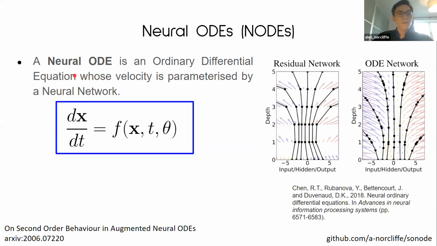So a neural ODE is an ordinary differential equation whose velocity is parameterized by a neural network. So that's this equation here. dx/dt is some function of x(t) and some learnable parameters. And so this diagram from the ODE paper compares ResNets to neural ODEs.